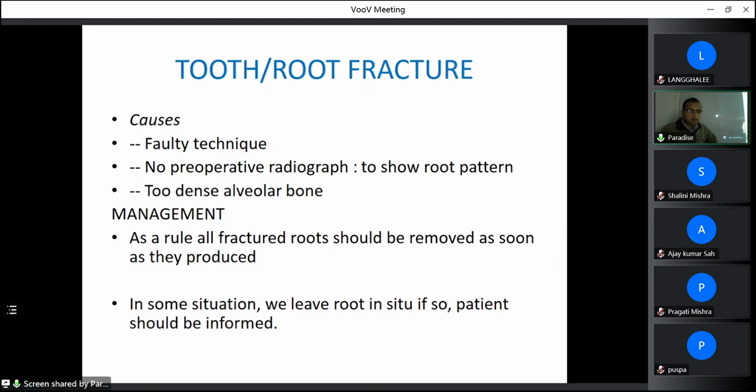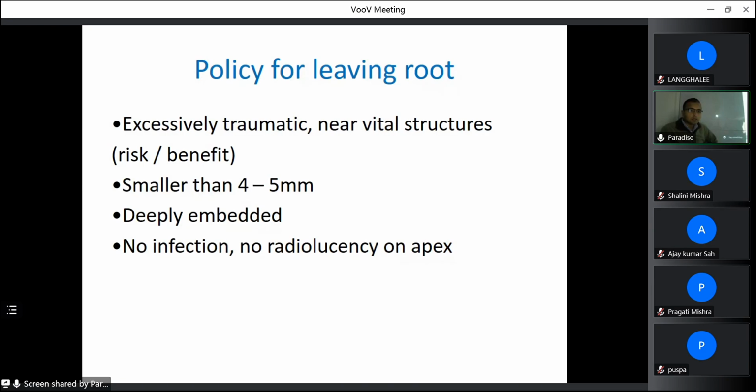In some situations, we leave the root in situ. If so, the patient should be informed. The policy for leaving a root is: if removal is excessively traumatic, if it is near a vital structure, if it is near the maxillary sinus, if it is near the neurovascular bundle, if the size is smaller than 4 to 5 mm, if it is deeply embedded, and if there is no infection and no radiolucency at the apex, then you can leave the root. Otherwise, you must remove the root. Do not leave the root within the socket, because in that case it will lead to infection, and again, the patient will have severe pain.